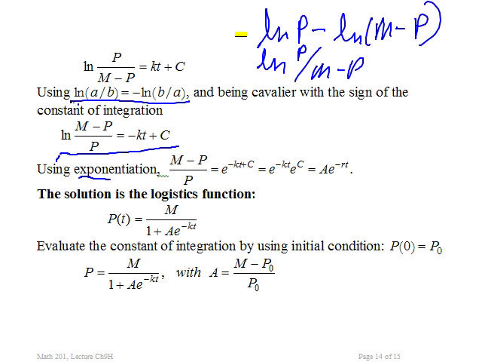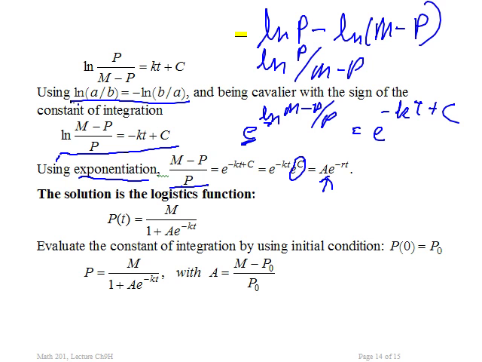Use exponentiation. That means you raise both sides. e to the log of m minus p over p on this side equals e to the minus kt plus c on this side. Of course, here the exponent is the inverse of the natural log. You just get m minus p over p. Here the exponent remains e to the minus kt plus c, which you can write as e to the minus kt times e to the c, and I'm going to replace all this by one constant, which I'm going to call a. With a little bit of rearranging, I find the solution.